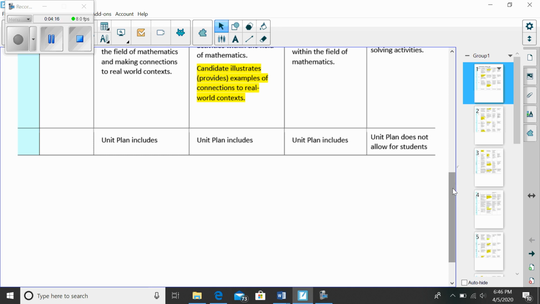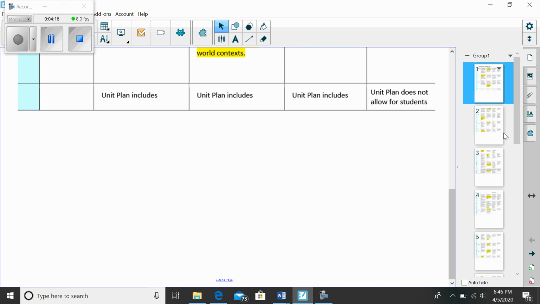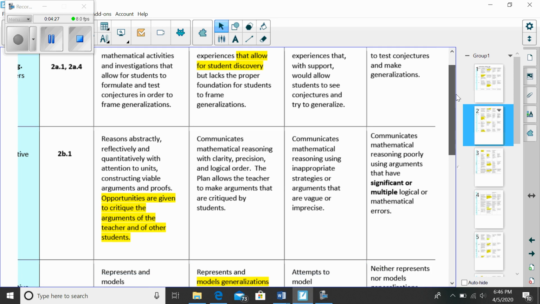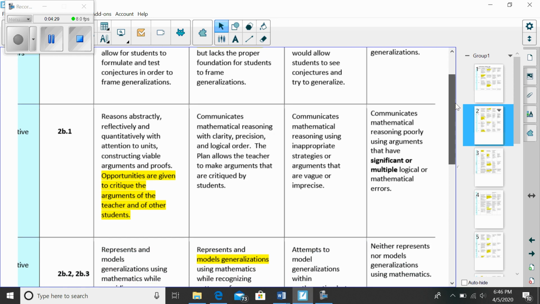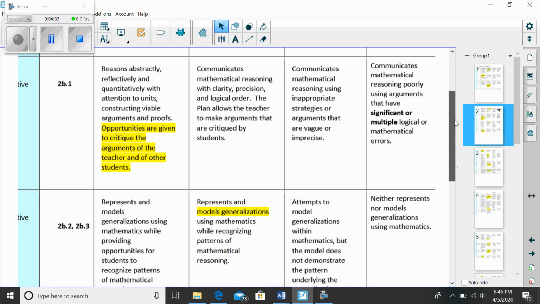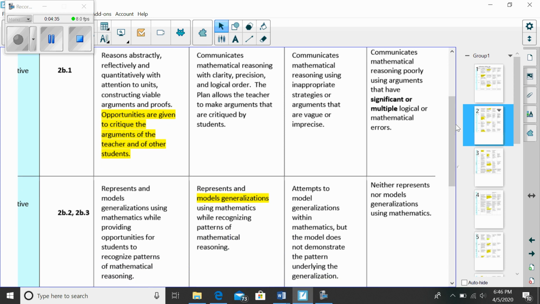So again, that's something I have to look for. Real world contexts that allow for student discovery again. So you're not just dispensing information to the students, you're letting students play with the math and discover things for themselves.